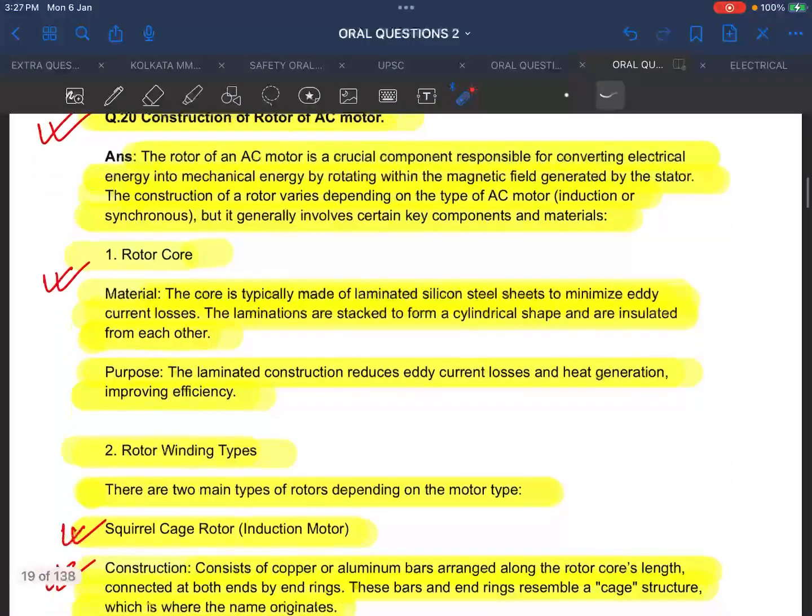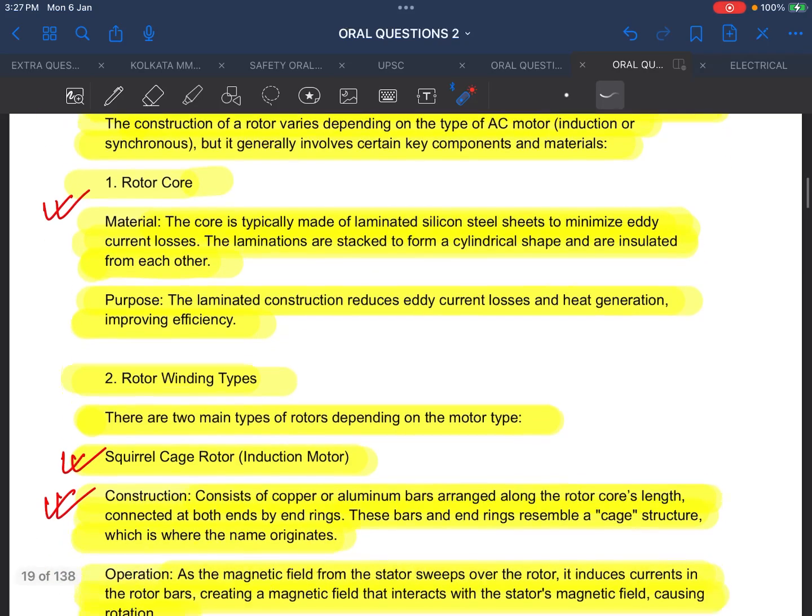Now, I already explained what the rotor material is made of. Rotor material is basically made up of laminated silicon steel. Why are we using laminated steel? To minimize the eddy current loss. How the eddy current is produced, I already explained in lecture 1, you can go through that.